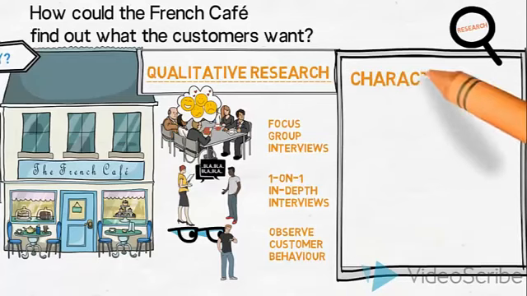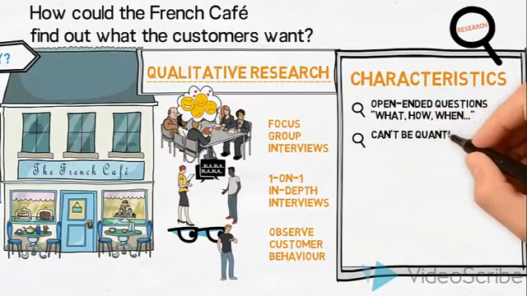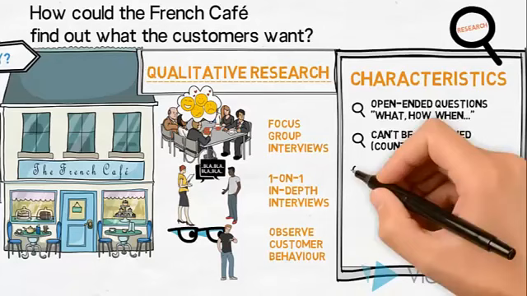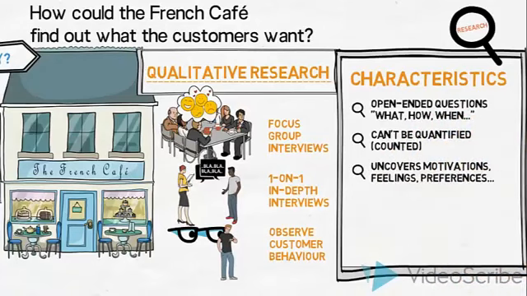Now let us list the characteristics of qualitative data. Qualitative data is based on asking open-ended questions, such as what, how, when, and so on, so that the respondents can express themselves using their own words. Qualitative data cannot be quantified or counted. No two answers or observations are exactly the same, which is why they can't be counted. Qualitative research can be used to uncover people's motivations, feelings, attitudes, preferences, and behaviors exactly as they choose to express them.